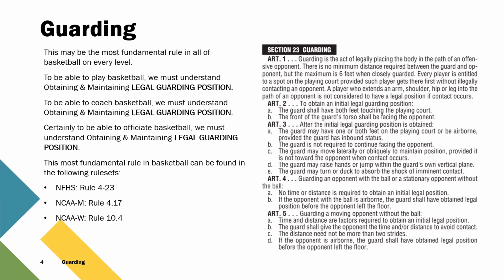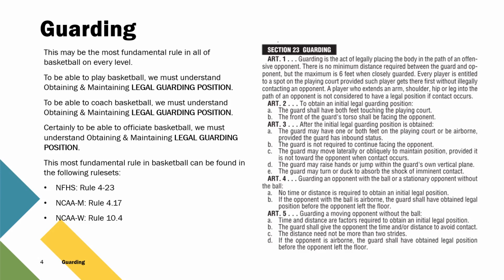Watch this. Let's go to Article 3. After initial legal guard position is obtained, here are all the things the guard can do. The guard may have one or both feet on the playing court or be airborne, provided the guard has inbound status. The guard is not required to continue to face the opponent. The guard may move laterally or obliquely to maintain position, provided it is not towards the opponent when contact occurs. A guard can also move backwards, because if you're guarding someone and you get to the spot first and they start to drive and you move backwards, 99 out of 100 times you're probably going to beat them to the spot.